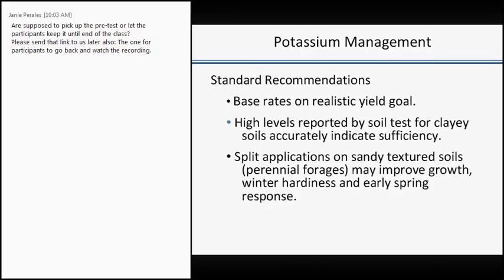Again, the split applications on sandy textured soils work very well, and improve the growth. It decreases the amount of luxury consumption that we have. It improves the winter hardiness, and we get a really good early spring response when we have good carbohydrates stored in our roots for the plants.